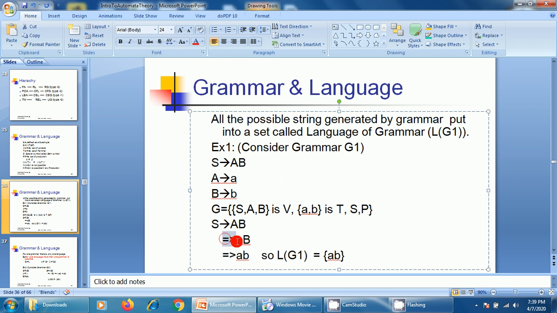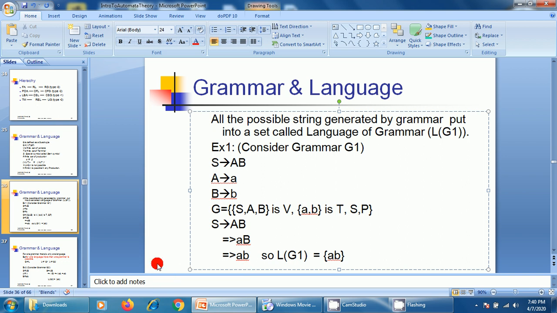So this is the second step. Now see, in place of capital B we can write a small b in the third step. Why? Because in the given grammar it is given that capital B tends to small b, which means in place of capital B we can write small b. So put small b in place of capital B. So now string ab is generated. So we can say that the language of grammar G1 equals ab.